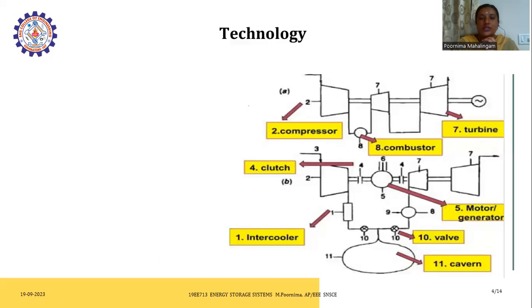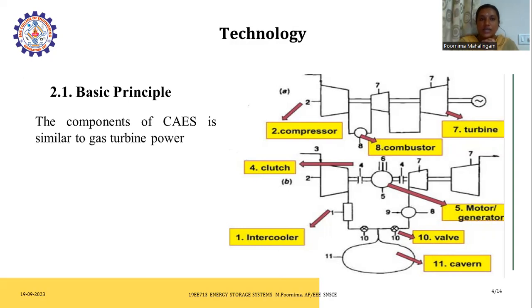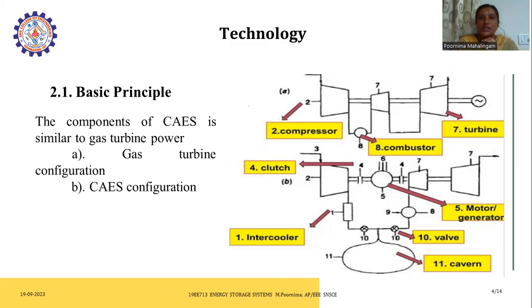Here, what is the technology we are going to use? That is the basic principle. The components of CAES are similar to a gas turbine power plant. That is the gas turbine configuration, and the next is the CAES configuration. Here you can see some of the components: intercoolers, valves, motor generator sets, turbines, combustors, compressors and clutches. These are the components we have in compressed air energy storage systems.